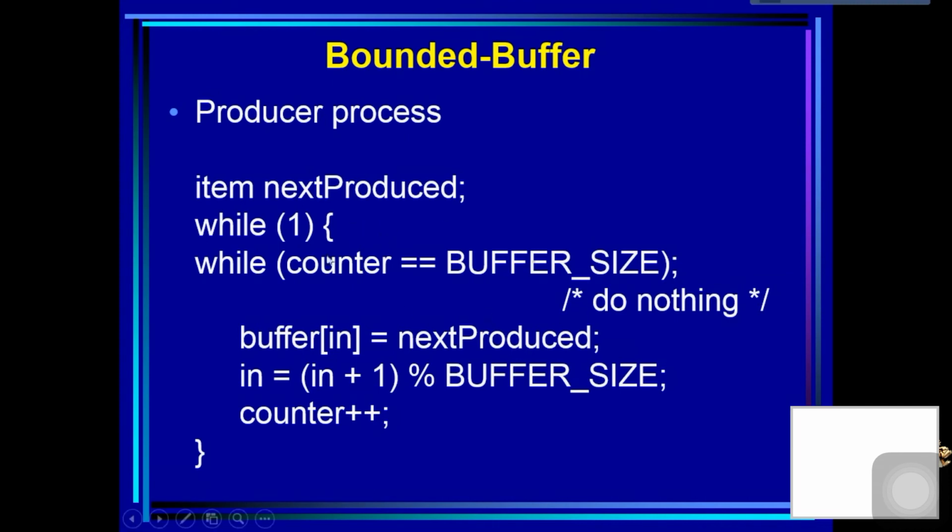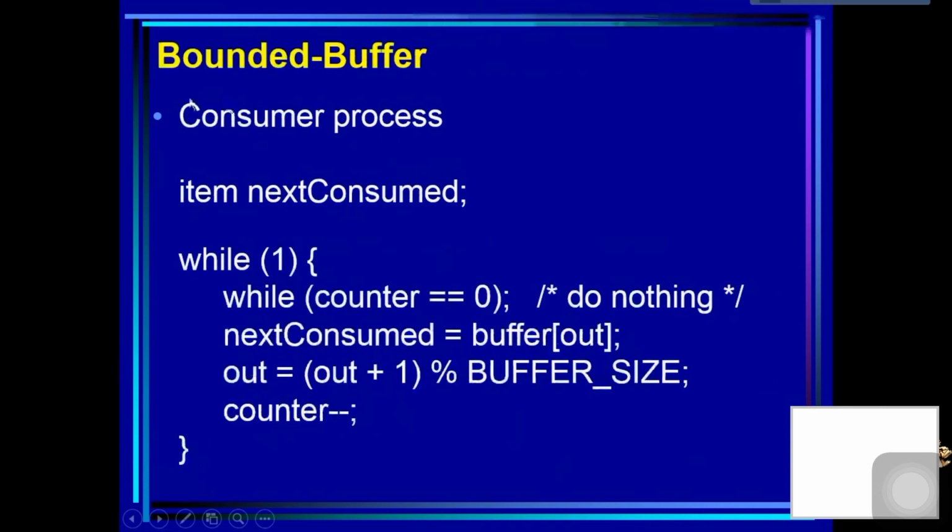Okay, and if this condition isn't satisfied, then the producer will put an item into the buffer and move the in pointer to the next empty position, and the counter is incremented by 1, meaning there is one more item in the buffer. This is the producer process.